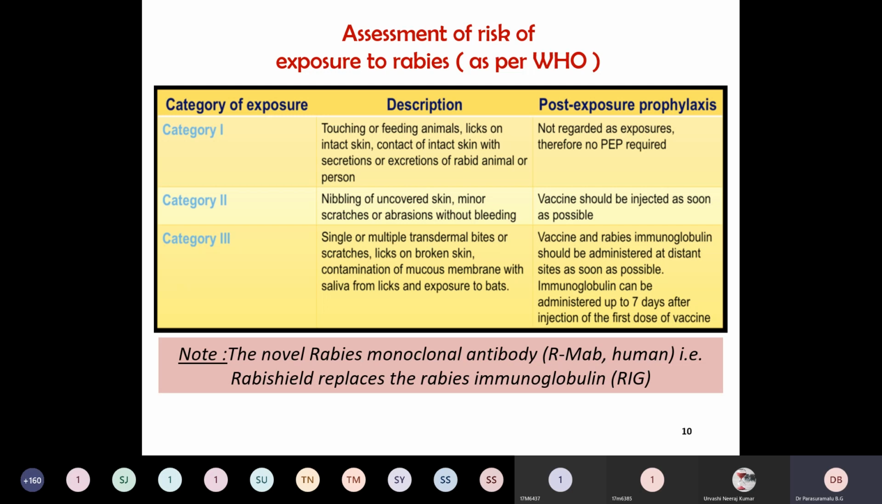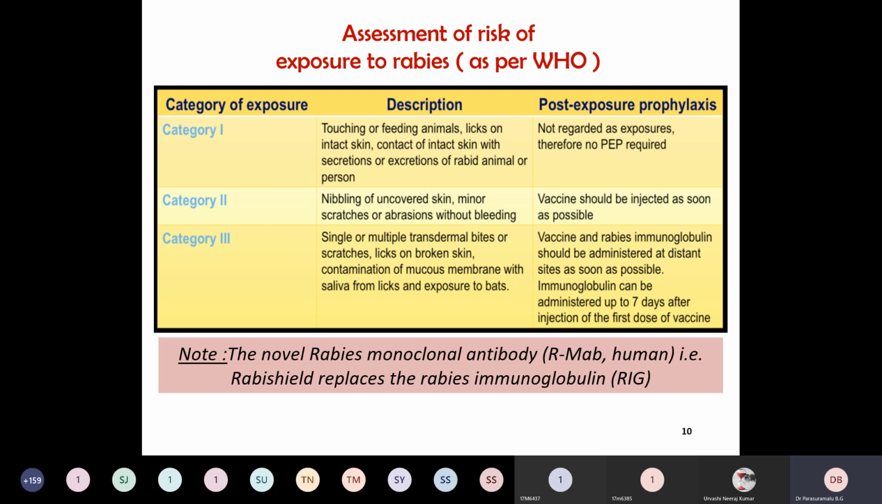So inject rabies immunoglobulin or rabies monoclonal antibodies into all wounds that are anatomically visible. If the rabies immunoglobulin or monoclonal antibodies are insufficient in volume to infiltrate all the wounds, you have to dilute it with sterile normal saline to the required volume, and then it should be infiltrated into all the bite wounds.